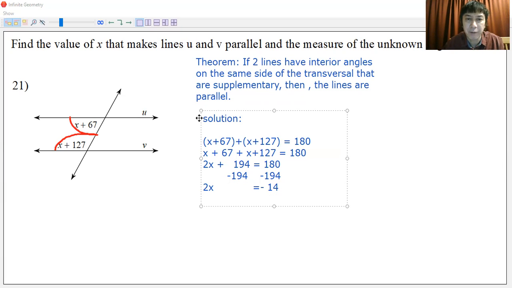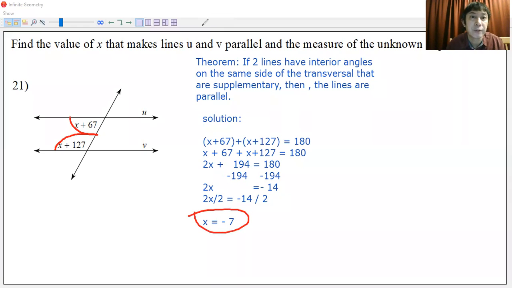We will now divide 2x by 2, and that will be equal to negative 14 divided also by 2. We find our x is negative 7, and this is our x there. Okay, let's verify. It's a negative 7 there, so this is correct.